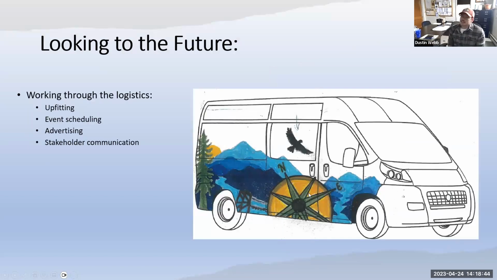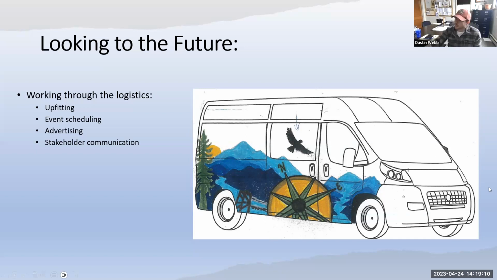And so looking to the future, we are currently working through the logistics of this mobile resource van, trying to figure out what storage looks like, upfitting, event scheduling. Like I said, we've already started the calendar process for the events that we plan to roll out during the summer. We are in the process of advertising and collecting communication from our different stakeholders.